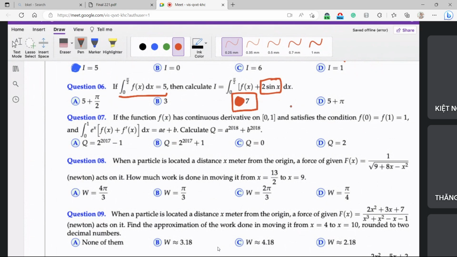So problem 7. Okay, so it's a bit more difficult. So find a and b first, right? So how can we find a to the power of 2018 plus b to the power of 2018? Here what we have. It says define this condition.